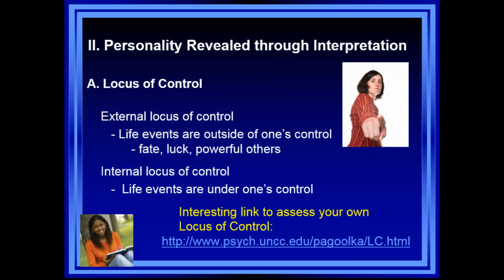Okay, so now Roman numeral 2 on your outline is personality revealed through interpretation. So it turns out two people can witness the same event or experience the same event, live through the same thing, and really have two completely different interpretations. And you may know someone like that.